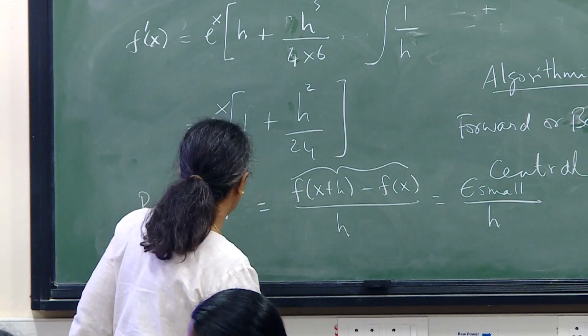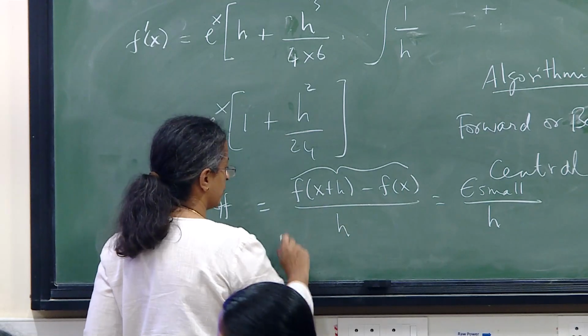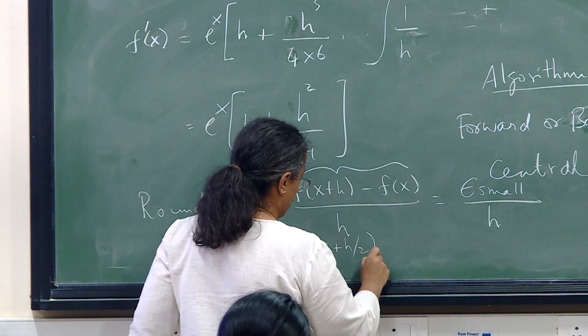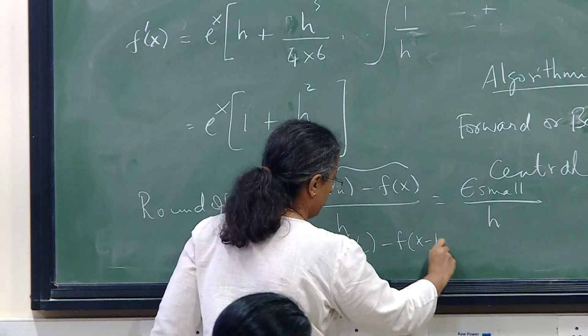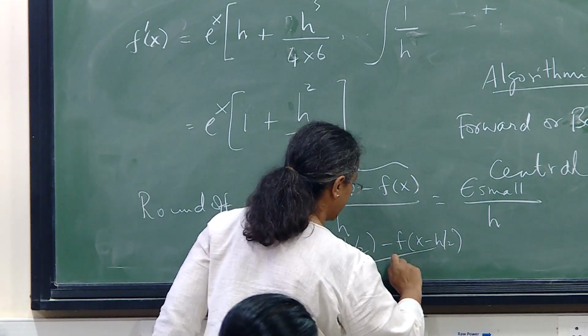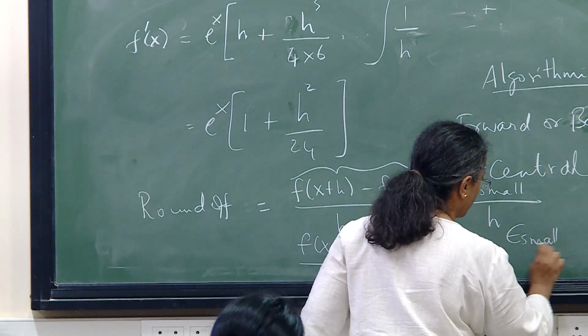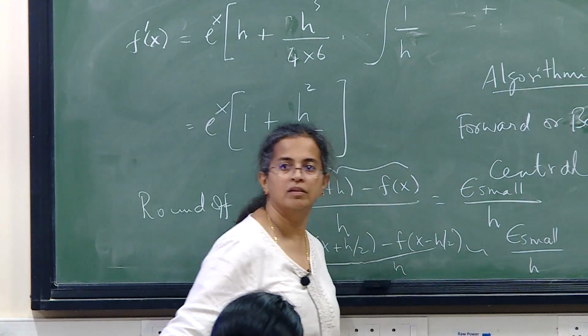In the central difference, this is forward, backward. In central difference, it is f of x plus h by 2 minus f of x minus h by 2 divided by h, which is also epsilon small over h.